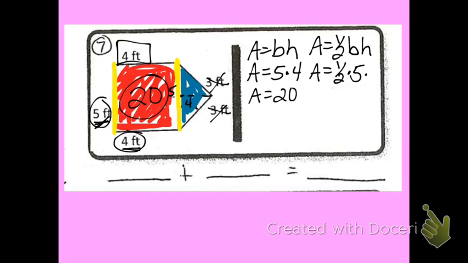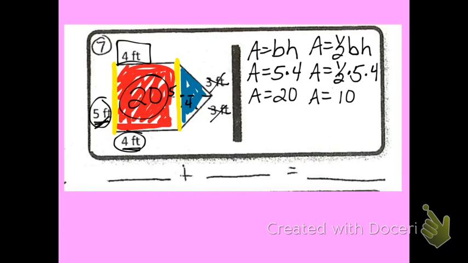The height is 4, right? Yeah, the height is 4. So 1/2 times 5 times 4. 1/2 times 4 is 2. 2 times 5 is 10. I get it. Okay, good.